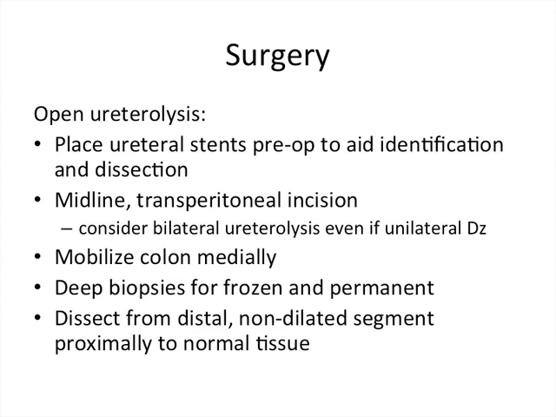The process for open ureterolysis involves placing ureteral stents prior to the procedure in order to facilitate identification and assist dissection. A midline transperitoneal incision is made, and one should consider doing bilateral ureterolysis, even in the case of unilateral disease, given that the disease often progresses to involve both ureters. The colon is mobilized medially, and deep biopsies should be taken and sent for both frozen and permanent sections. The ureter is typically dissected from the distal non-dilated section proximally to normal tissue.